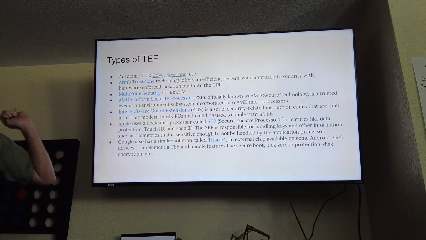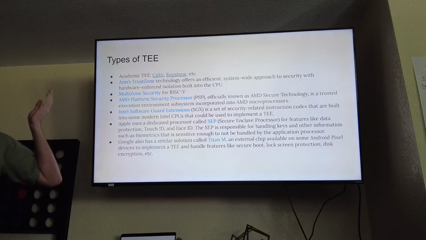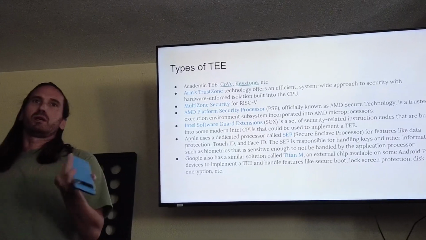That's Dawn Song's RISC-V TE. Dawn Song has an Erdős number of like -1. And Google had to follow suit. Google has something called the Titan M, and my Pixel here has the Titan M chip running on it.